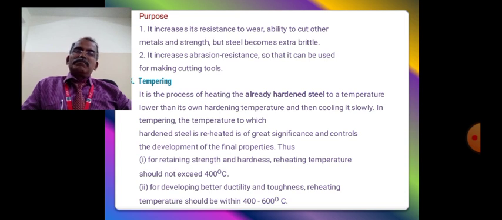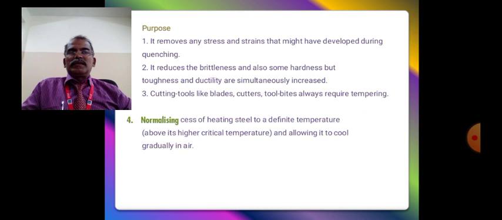For developing better ductility and toughness of the steel, the reheating temperature should be in a range of 400 to 600 degrees centigrade. What is the purpose of tempering? In the tempering process, it removes the stress and strains that might have developed during quenching. It removes stress and strain completely.